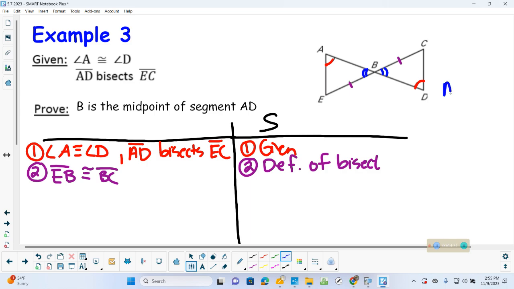Angle, angle, side. Okay, so let's get our back angles on here. On the home stretch. Now again, I can't just say angle B is congruent to angle B. We have to be specific with the letters. I'm going to call the left one angle ABE.